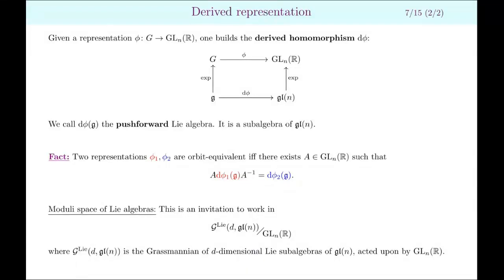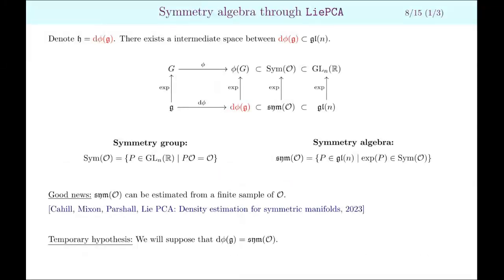All right, so we can reformulate our problem. We have the point cloud, and we would like to access the push-forward algebra. And it turns out that we can do that. So I rewrote this diagram. There is actually a space that lies between the push-forward algebra and the full set of matrices, and this is called the symmetry algebra.